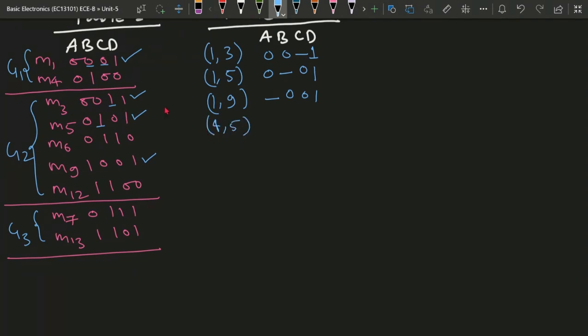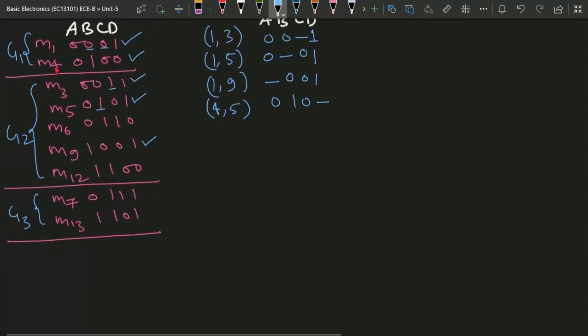So 4 will be paired with 5. Once 4 is paired with 5, 5 is already ticked, so we will tick 4 also. Once we do the comparison, this is 0 1 0, and the last bit is changing. So 0 1 0 dash. M4 will be compared with M6, and again only one bit is changing, so we will tick it, and 4 will be grouped together with 6. Once 4 is grouped with 6, it is 0, then 1, then dash, and 0. So 0 1 dash 0.